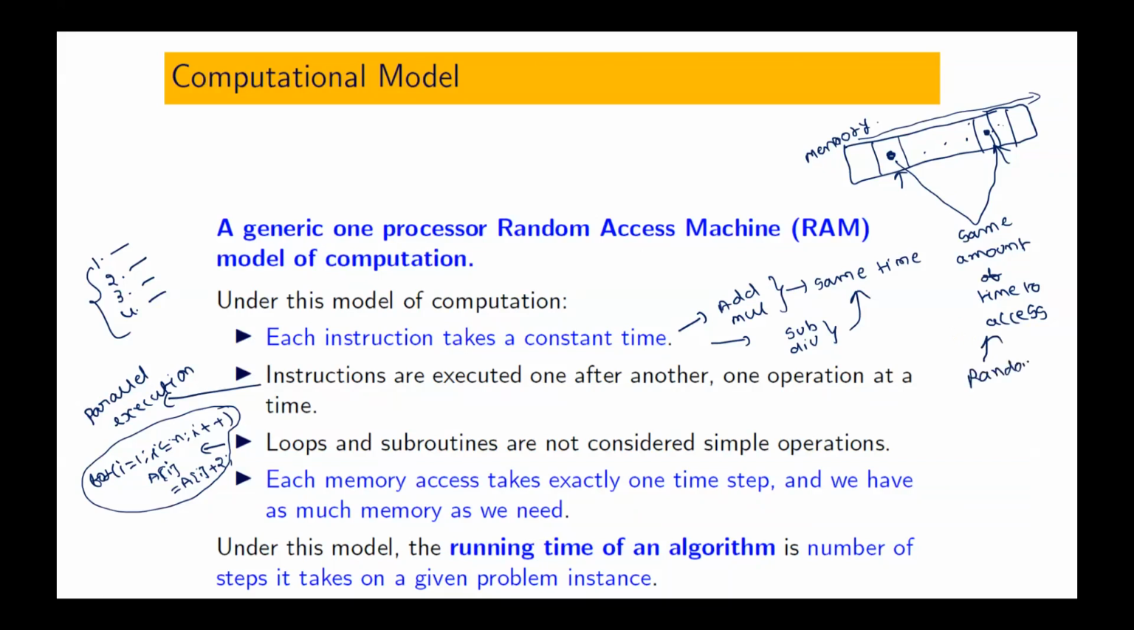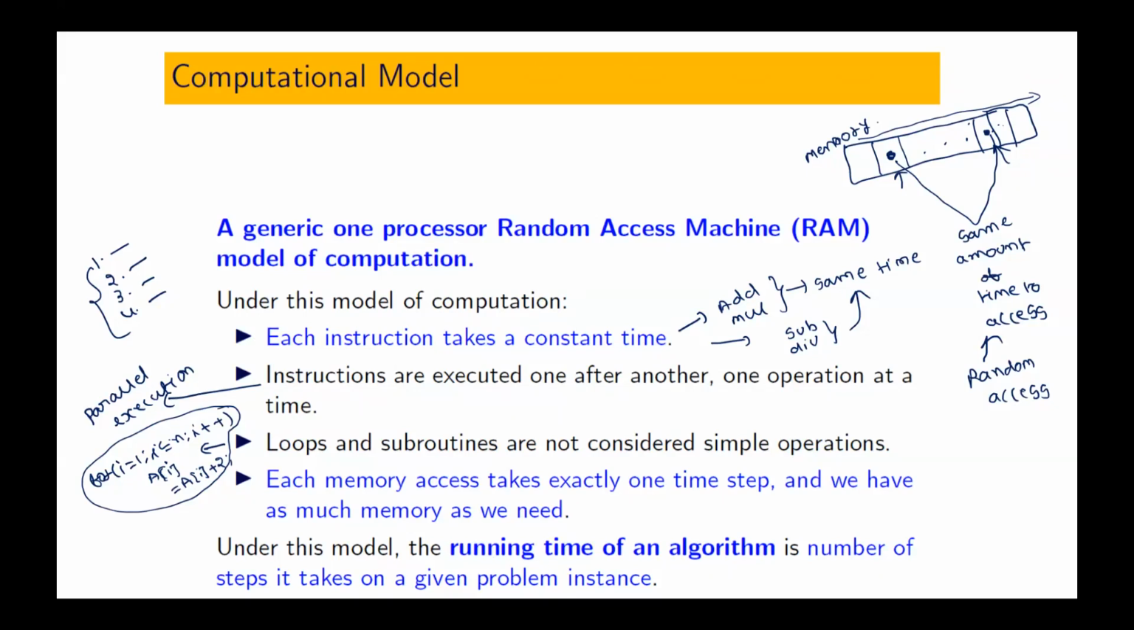So the model that we are going to consider to calculate the amount of time our algorithm takes is the RAM model of computation. That is like, in the scooter case, fixing what type of roads we are going on, highway or normal roads. Here it is the RAM model of computation. Next, under this model, what is the running time of an algorithm?